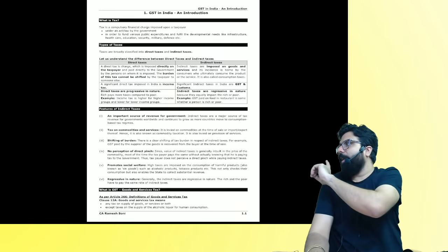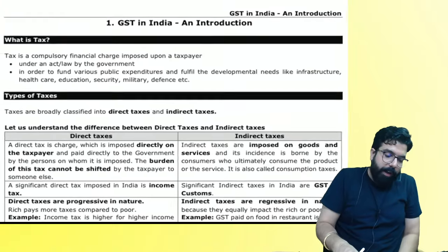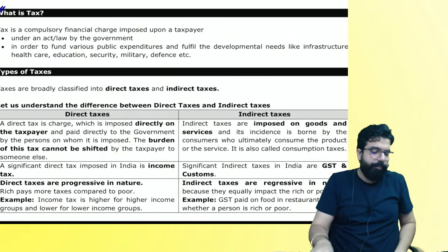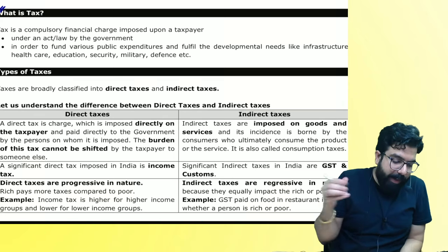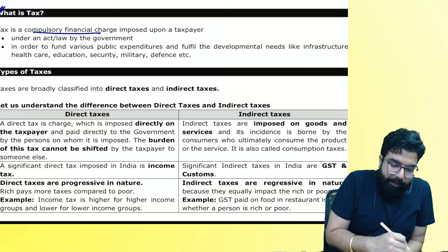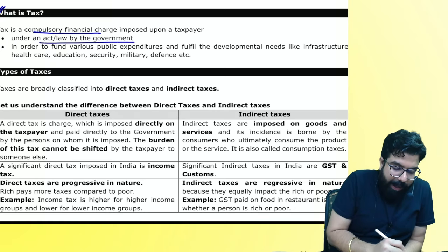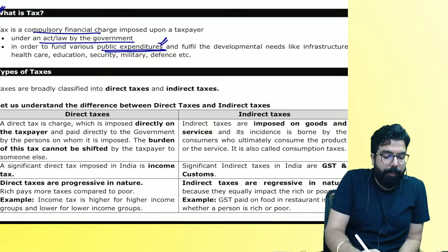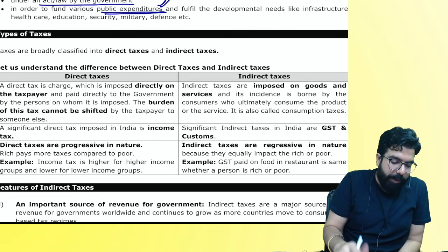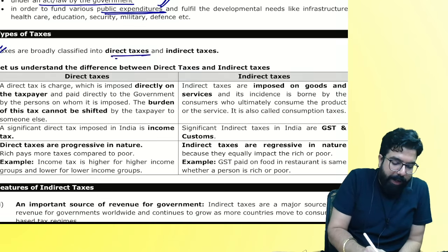You guys sit comfortably and look at the board, everyone. Did we cover what is tax, everyone? Yes. Now, next. What is tax? A compulsory charge under an act so that the government can give you various public services, so the government can meet the various public expenditures. Did we learn about the differences between direct tax and indirect tax, everyone?